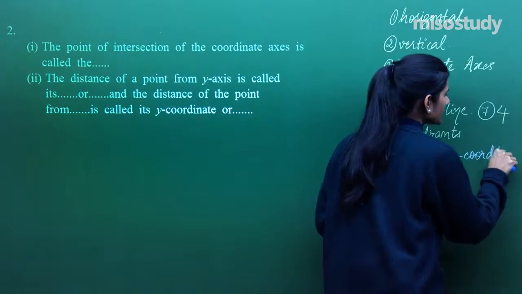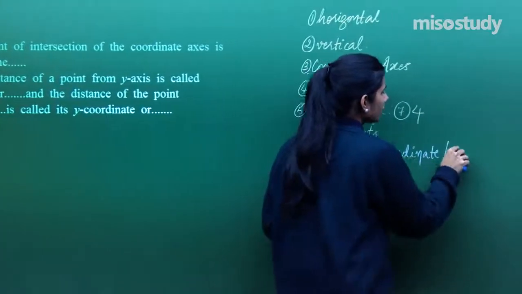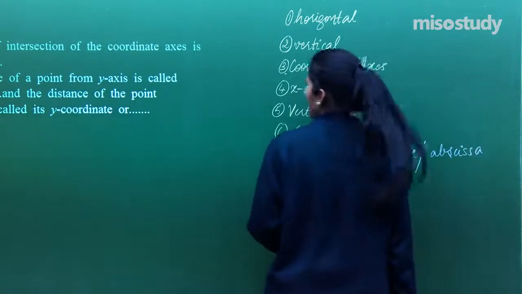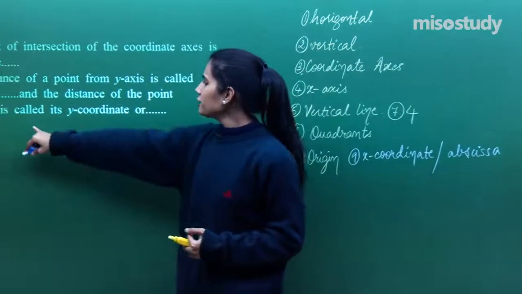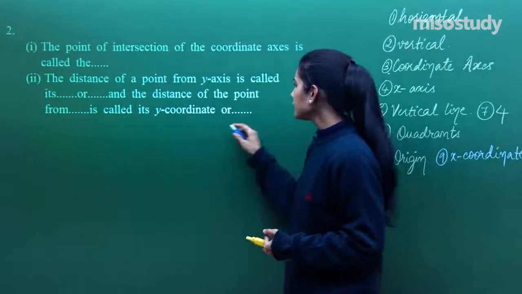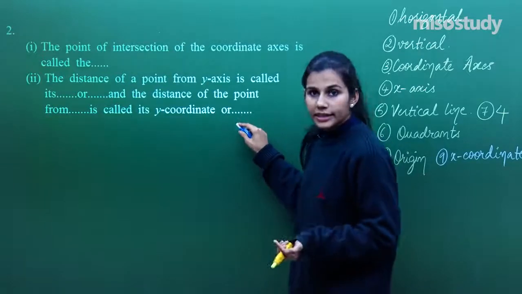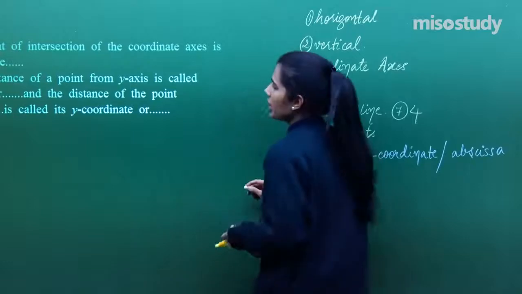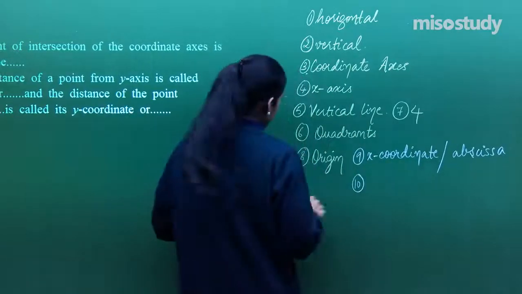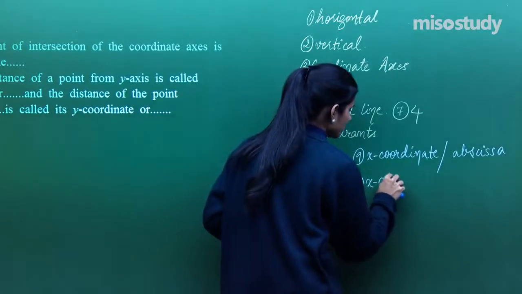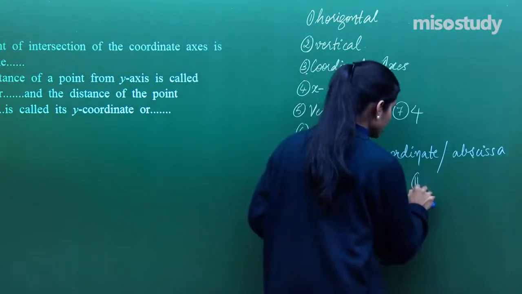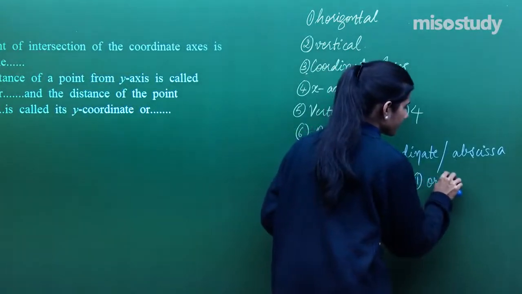Another name is what for x coordinate of a point? Or abscissa. And the distance of the point from the x-axis is called its y coordinate or ordinate. We know another name for y coordinate is ordinate, but distance from where? Distance of the point from the x-axis is called the y coordinate or the ordinate.